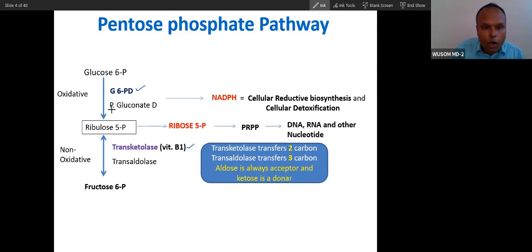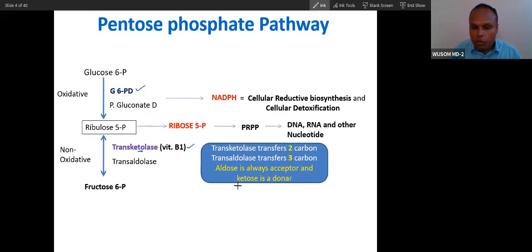Now here is phosphogluconate dehydrogenase. Both are dehydrogenases, and both produce NADPH, one NADPH from here and one NADPH from this, not NADH. Here you can see transketolase and transaldolase, both are transferases. The earlier two are oxidoreductases, these two are transferases. Transketolase, you can remember the 'two' from this, so it transfers 2 carbons. And transaldolase transfers 3 carbons. So you can differentiate between transketolase and transaldolase.